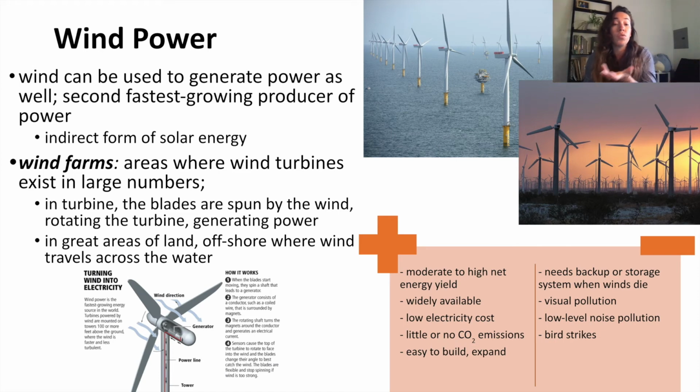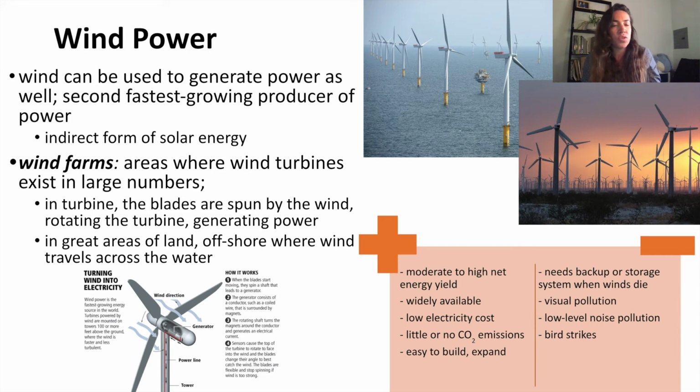When wind travels over water, for example, the fetch is so big that the wind picks up, nothing's there to block it, and it can blow very strongly for a very long time, and we can capture that energy at incremental speeds. So we get a high net energy yield. Wind's available pretty much everywhere. There's not a lot of places where there's no wind. It lowers the cost of electricity in that location. Almost no CO2 emissions with the exception of the production of the wind turbines.